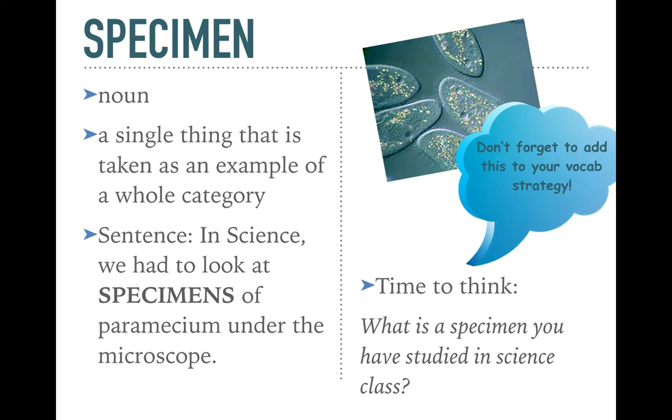So we're going to move on to the fourth word, which is specimen. Specimen is also a noun, and it means a single thing that is taken as a sample of a whole category. In science, we had to look at specimens under the microscope. You may have heard this word being used in science class, as it often is. And you can kind of think of a time when you had to study a specimen to help you remember. The sentence in the book reads, "The Apollo astronauts gathered specimens of rock to determine the chemical composition of the moon." So they gathered small samplings of the rocks to really represent the rocks on the moon as a whole.